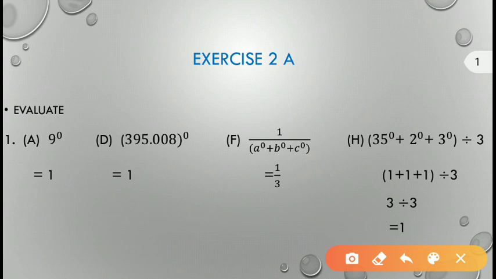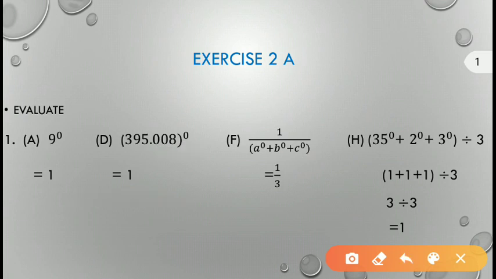The second question is 395.008 to the power 0. Here also, don't look at what the value is. If the power is 0, you directly write the answer 1. Here the power is 0, so the answer will be 1.